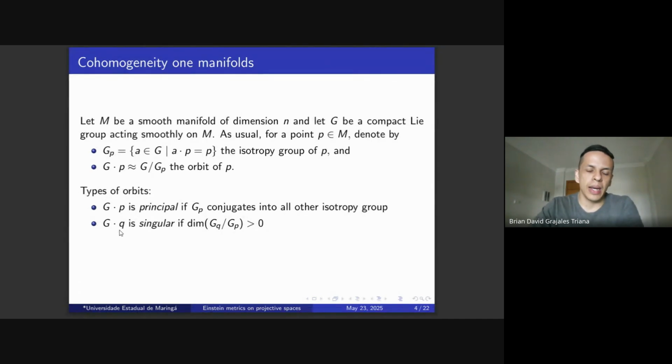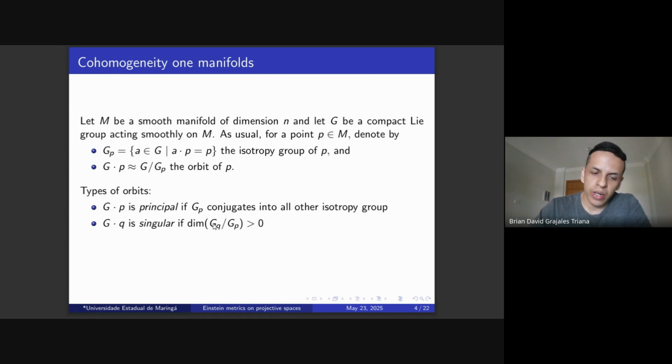We are going to say that an orbit is singular if the dimension of the isotropy group of Q is greater than the dimension of a principal isotropy group. But I'm going to explain this. You have a result that all principal orbits have the same dimension. So the isotropy groups of elements in a principal orbit have the same dimension. As we know, this group GP can be considered as a subgroup of GQ because it is conjugated to a subgroup of GQ. So in this sense, this quotient has a dimension greater than 0.